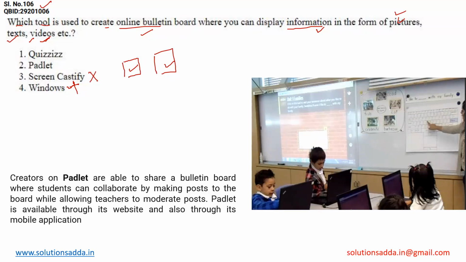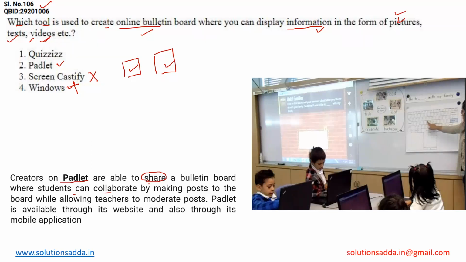But when we are talking about Padlet, what is Padlet? Padlet is an online tool in which we could create an online bulletin board. Here you can see that creators on Padlet are able to share. As I already told you, Padlet is shareable between the teacher and the students, and students can share their thoughts in the form of pictures, text, and videos, etc., where students can collaborate by making posts to the board while allowing teachers to moderate posts.